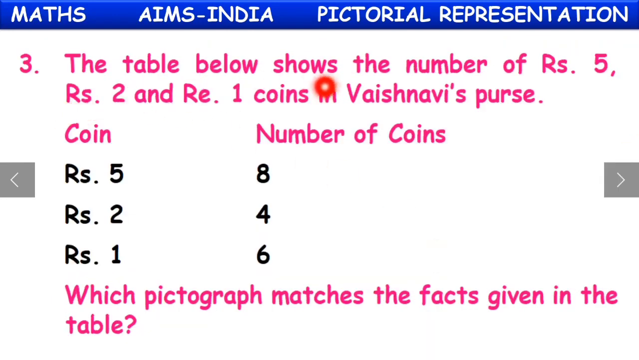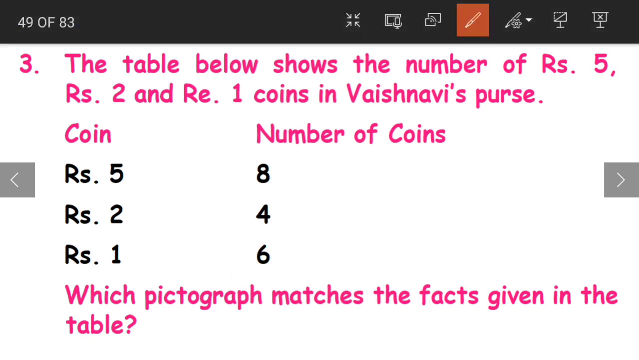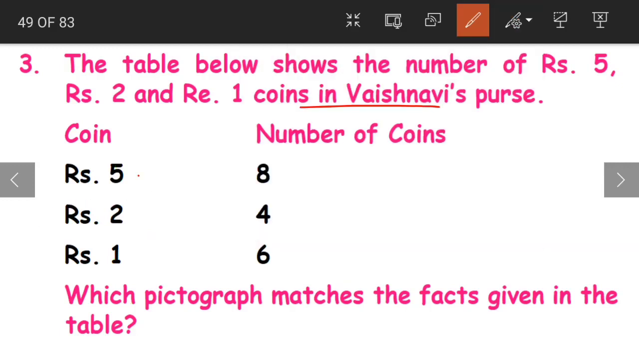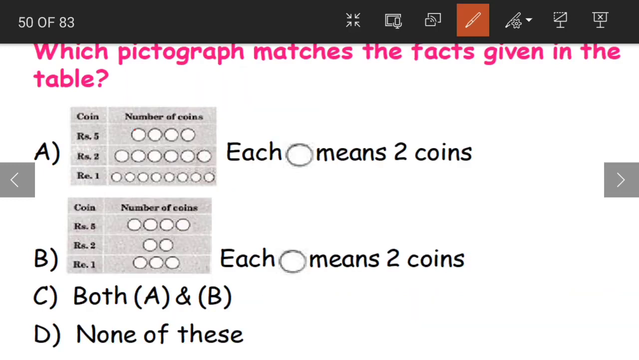Question 3. The table below shows the number of 5 rupee, 2 rupee and 1 rupee coins in Vaishnavi's purse. Which pictograph matches the facts given in the table? Vaishnavi has 8 5 rupee coins, 4 2 rupee coins, and 6 1 rupee coins. If you look at the pictograph, one circle means 2 coins.